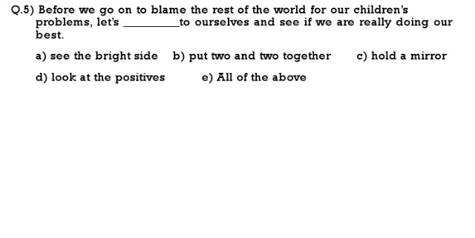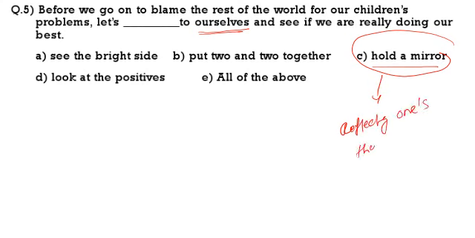See the next one. Before we go on to blame the rest of the world for our children's problems, let's dash to ourselves and see. Here we are using 'ourselves', which is reflexive. Let's hold a mirror to ourselves and see if we are really doing the best. So 'holding a mirror to ourselves' is an idiom that means reflecting one's thoughts and opinions. So 3 is the correct word.